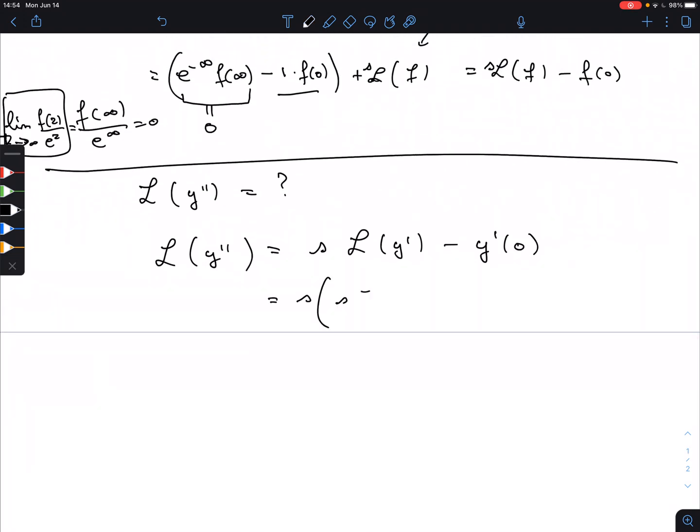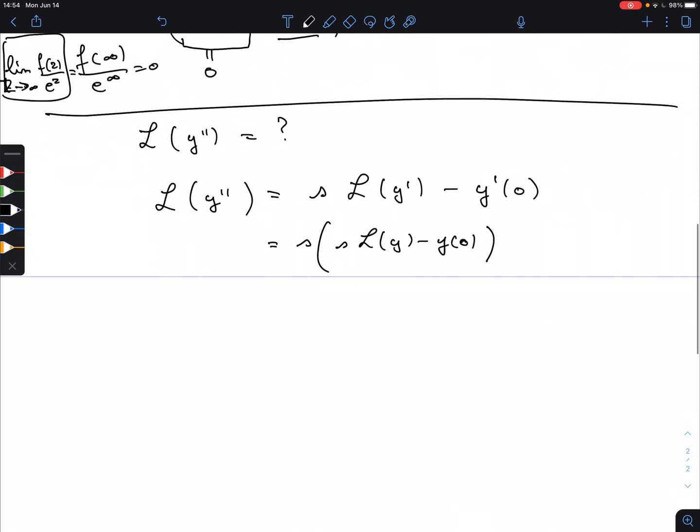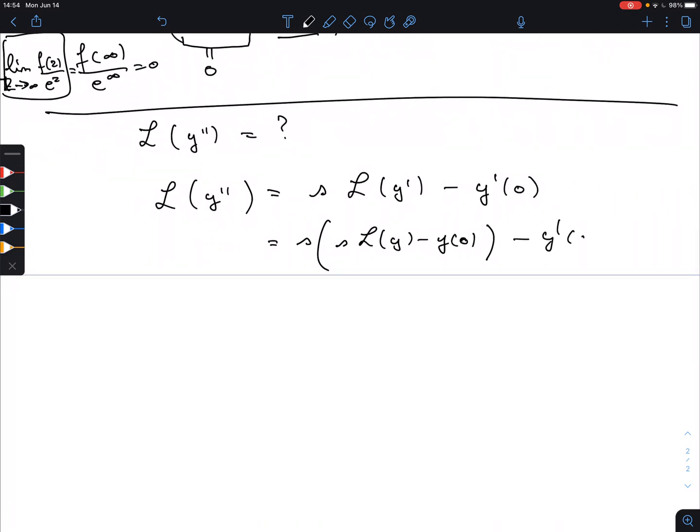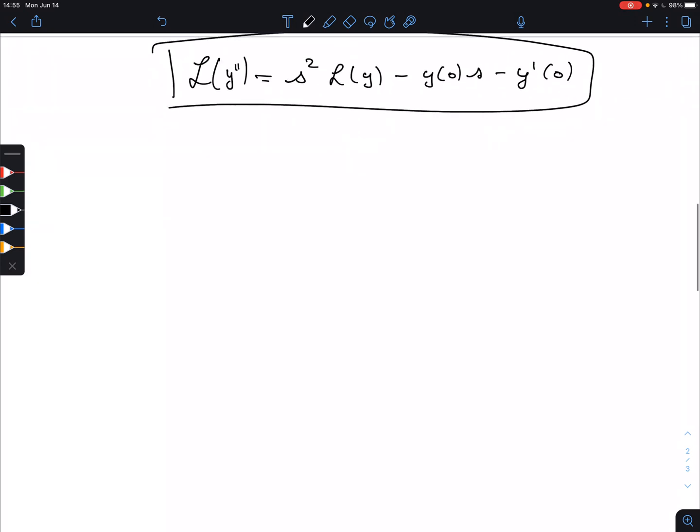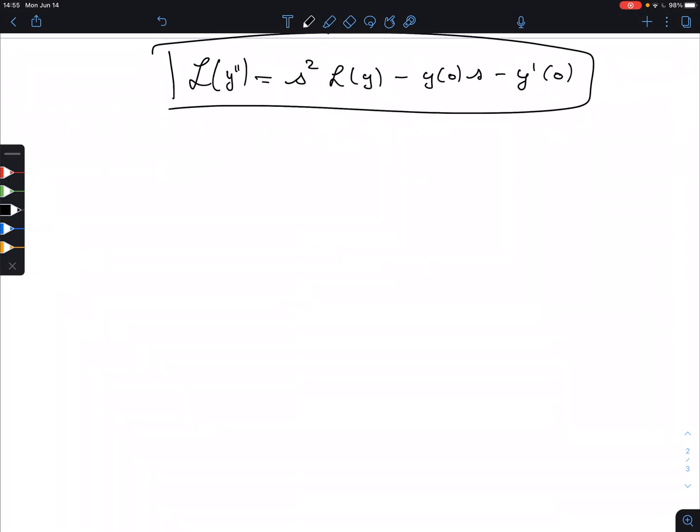But this one, again, now I do the actual formula. This is s times LY minus y(0). We're going to use y's this time. And then we have, of course, this guy, so let's recopy that. And now if we expand, we see s squared LY minus y(0) s minus y prime of 0. That's L of y double prime. Now, you might want to memorize this formula or use this formula. That is fine. Because what we're now going to do, so why were we doing this? Well, here is an example. I'm going to go straight to an example.